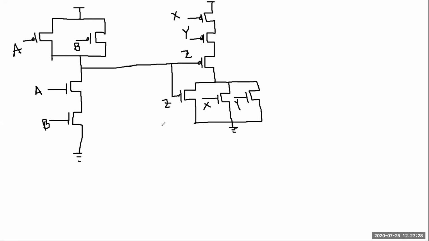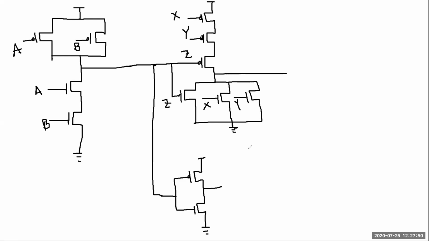Like this. And you have one inverter as well. Inverter is this one. This is also connected to Z. That means this point. Okay? And this is your output. This is the output. So here, I'm going to take a screenshot of this.